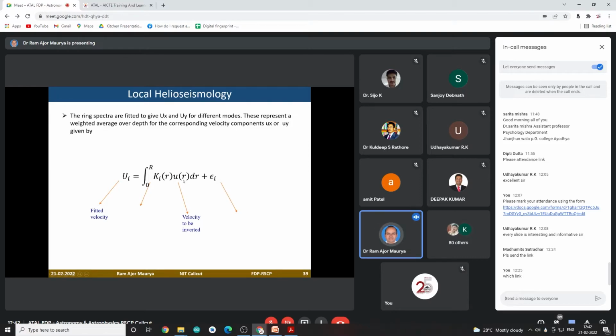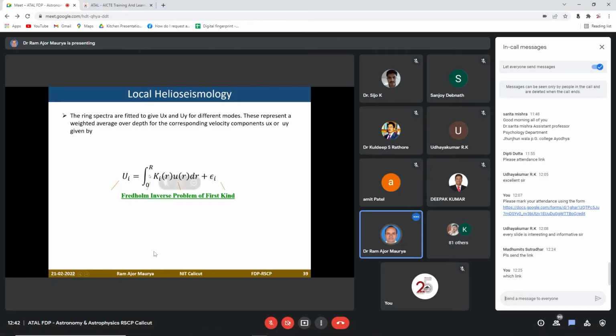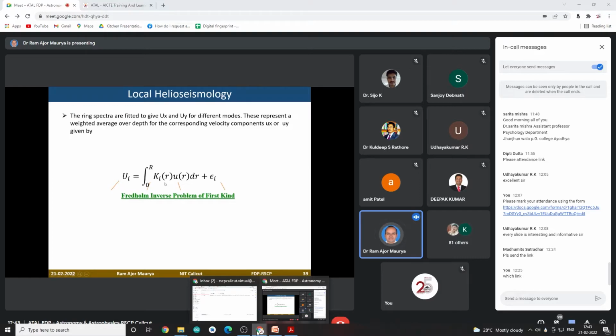Okay, this is called a Fredholm inverse problem of the first kind. This is Fredholm equation of the first kind. So this is an inverse problem. And this is an ill-posed problem, because in this kind of equation, using a quadrature rule, you can convert this equation to a summation, and then you can set up a set of linear equations.